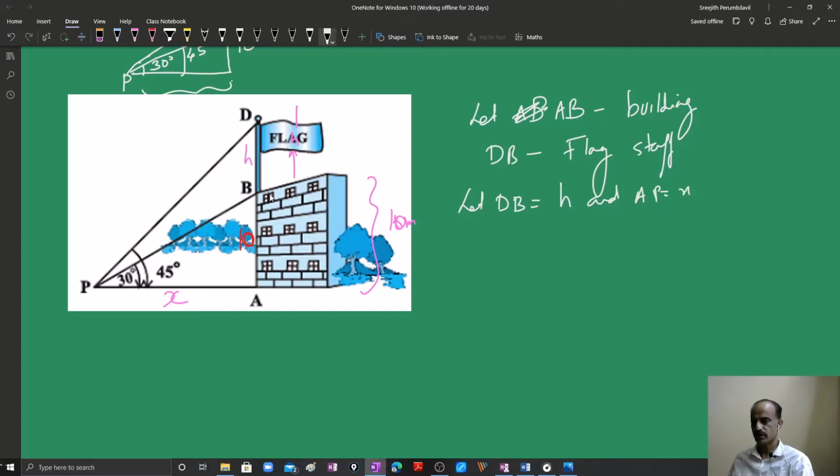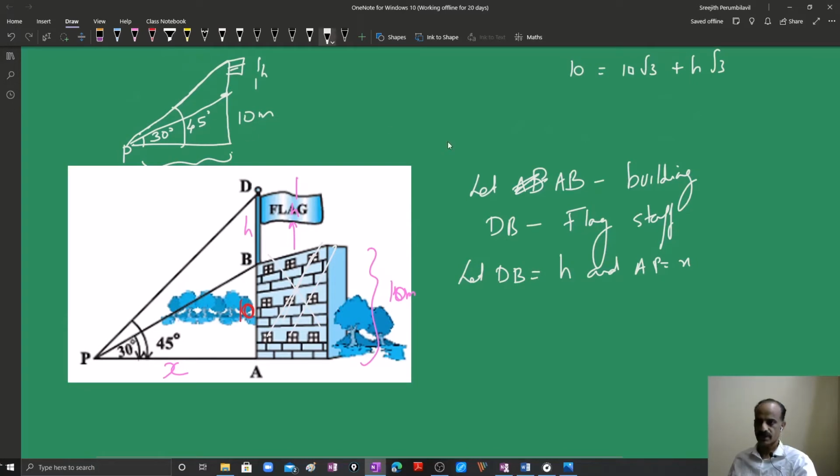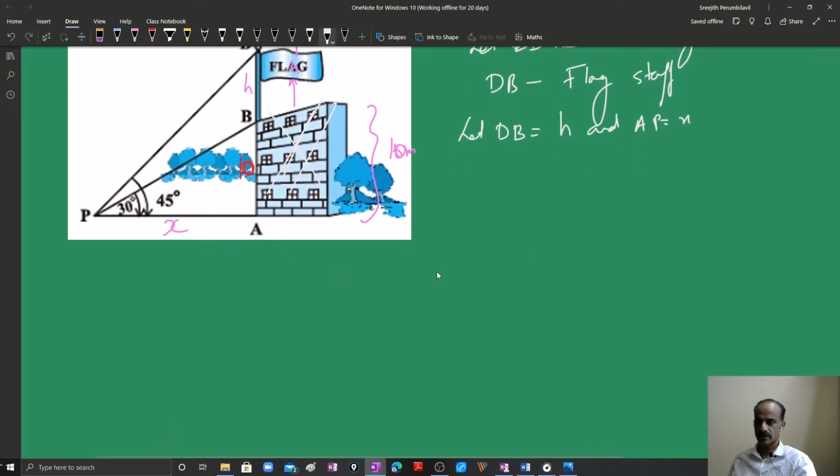When you draw the figure, you don't draw the building and all, just the figure. A figure of this form is enough. P should be there, A should be there, then the flagstaff on top, with the angle of elevation from that. So this figure is enough, that is P, A, B and D. So AP is equal to x.